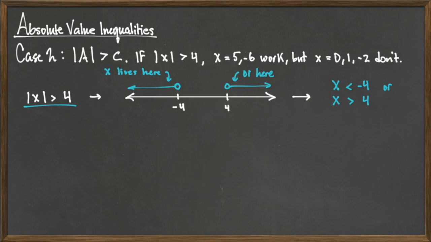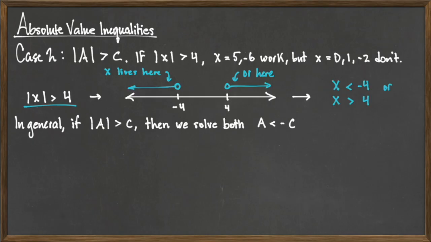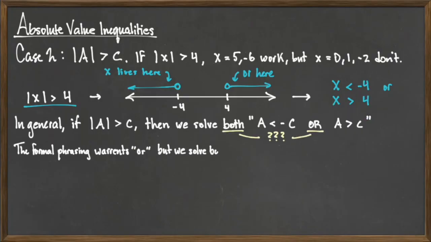In general, if the absolute value of a is bigger than a number c, then we're going to solve both the inequalities a less than -c or a greater than +c. It might seem strange that we're saying both and or at the same time, but again, this is just a formality on phrasing. We are solving both inequalities.